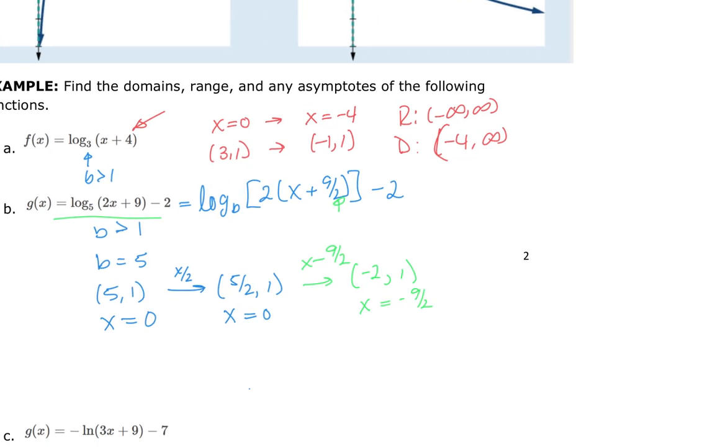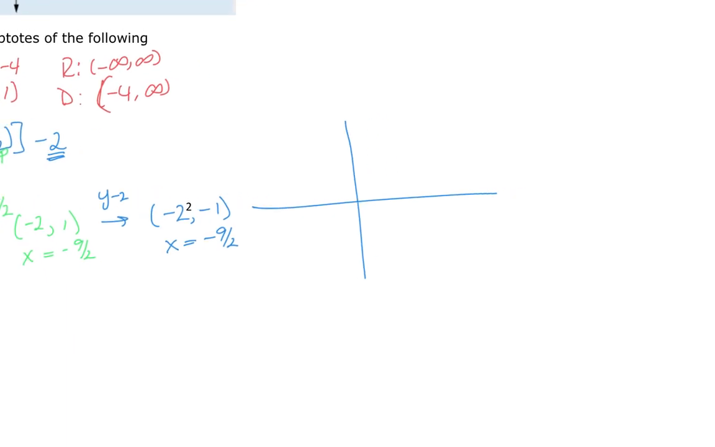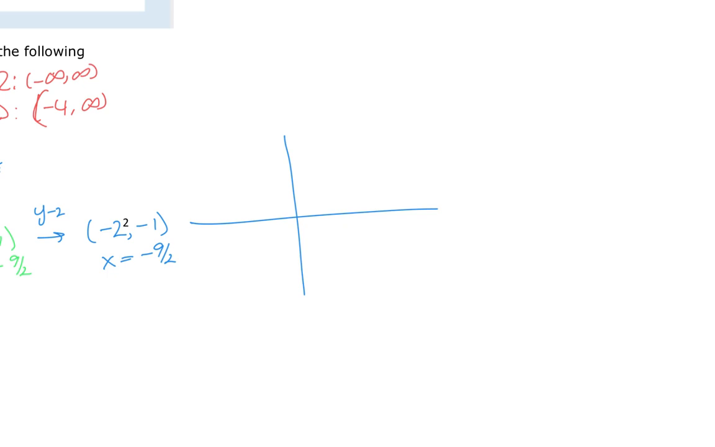And then I'm going to take care of this 2 right here, which means I'm going to take all my y's and subtract 2. So it's going to go (negative 2, negative 1), and doesn't affect my vertical asymptote, which is negative 9/2. So my original graph should have been one that looked like this.